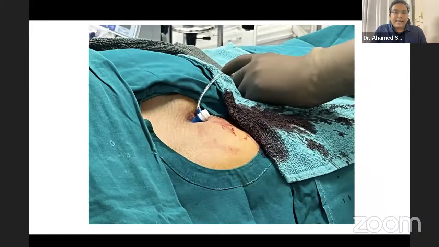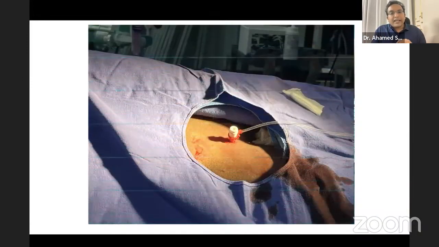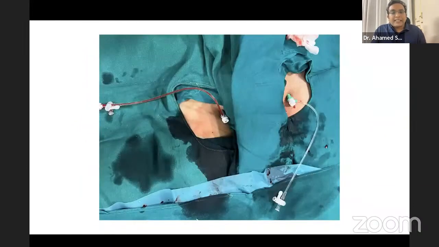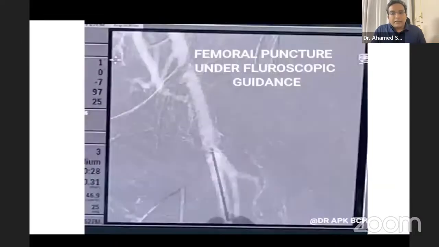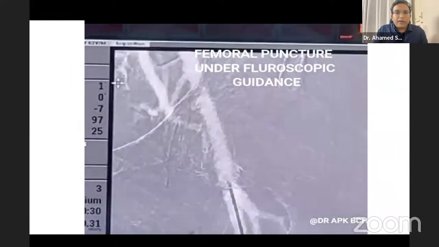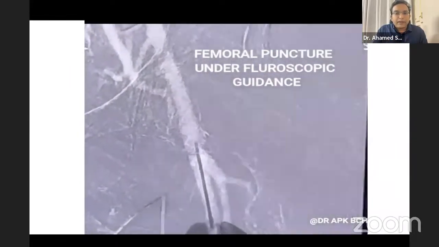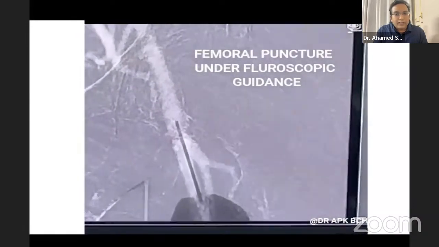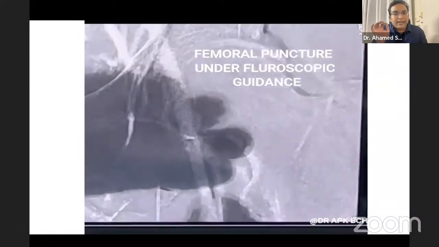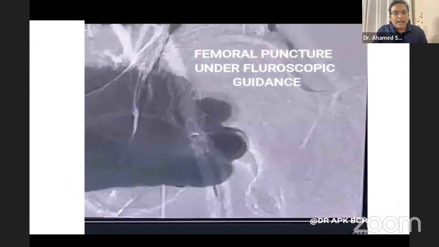So this is the ideal placement, where we enter at an angle of 30 to 45 degrees. We should avoid a vertical puncture. But in an obese patient, even if we have done it properly, we may end up like this. Sometimes we may need a bilateral groin puncture in certain procedures. If we have difficulty, always go for femoral puncture under fluoroscopic guidance, as shown here. So we are inserting, and we know that we are going directly into the femoral artery. We have now got the access.